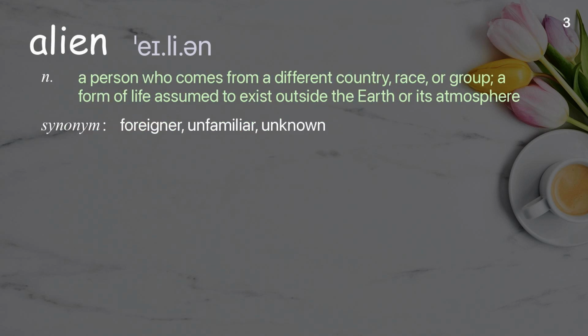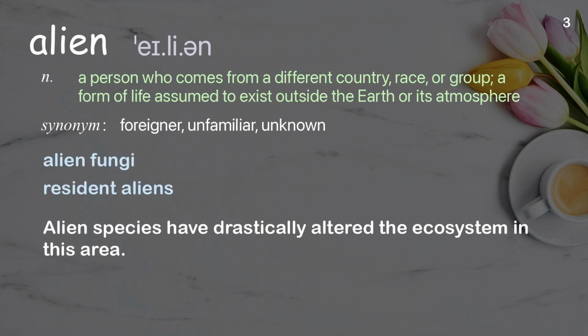Alien. A person who comes from a different country, race, or group, a form of life assumed to exist outside the Earth or its atmosphere. Examples: Alien fungi, resident aliens. Alien species have drastically altered the ecosystem in this area.